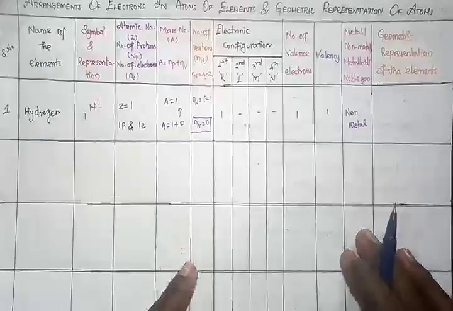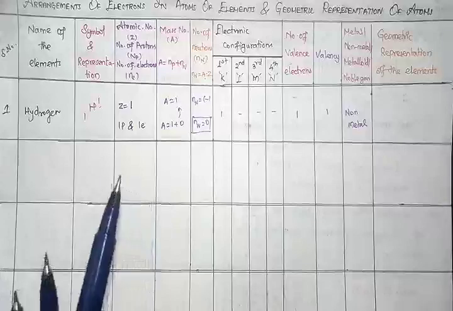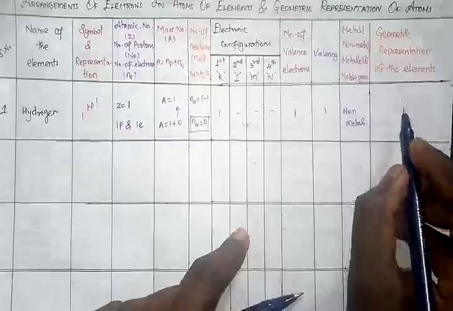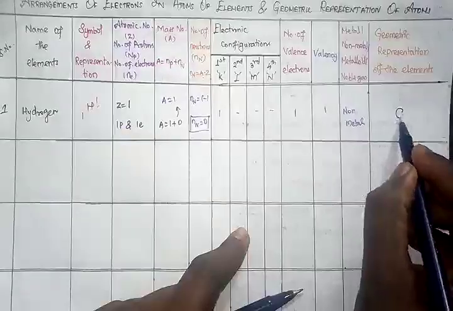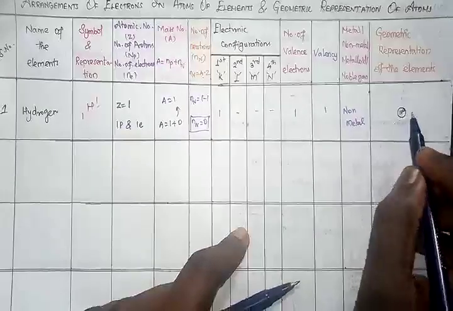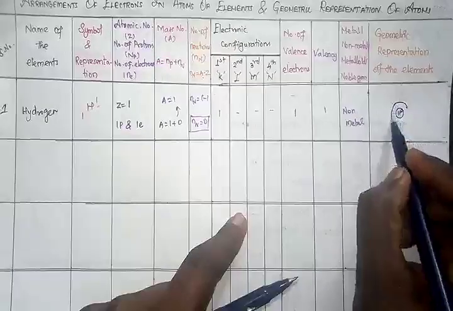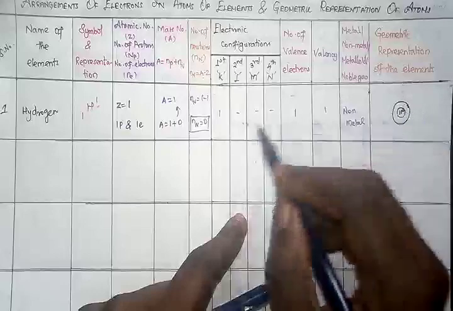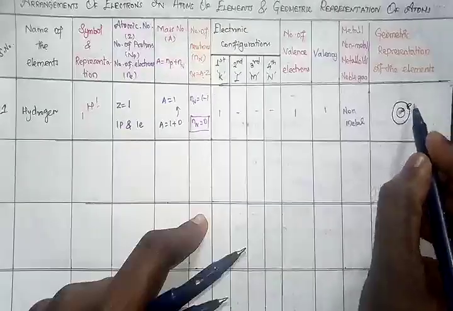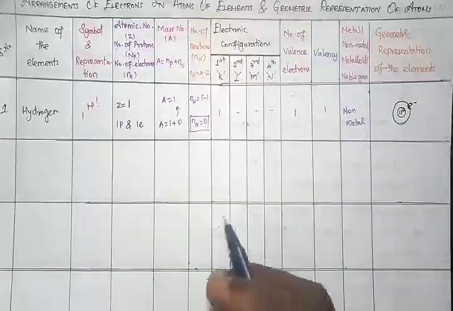Okay, how do you represent it in a geometrical manner? That is our next objective, my dear children. So first, you have to draw the nucleus. The nucleus of hydrogen has only 1 proton. There are no neutrons, so no need to write neutrons inside. Then you write only the K shell, which has only 1 electron. So you write only 1 electron like this. This is the geometrical representation of the hydrogen atom.